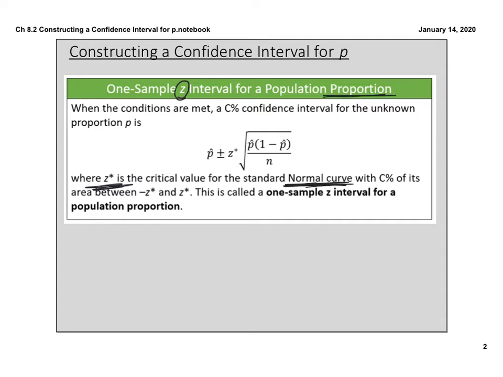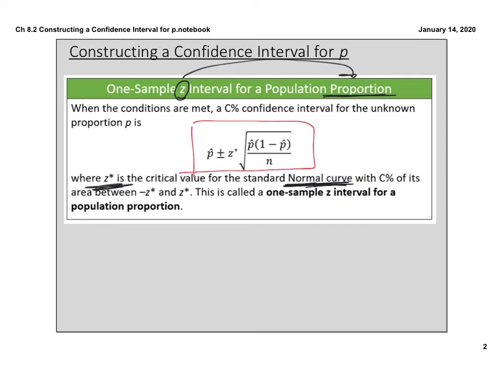Now, the other thing about Z is the Z interval is going to go with a proportion. So we're dealing with proportions in this chapter, in chapter 8. We're going to get to confidence intervals of means later in chapter 10, but right now we're dealing with confidence intervals of proportions. So here's your formula. This is the formula for actually calculating that confidence interval.